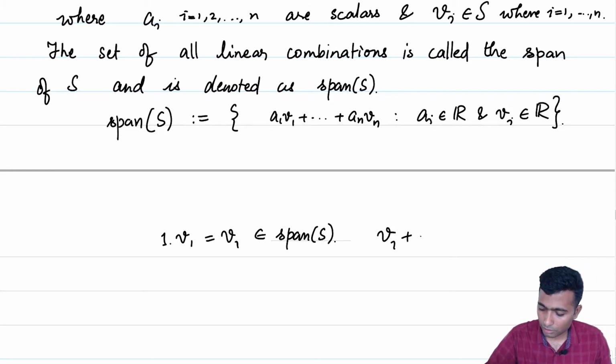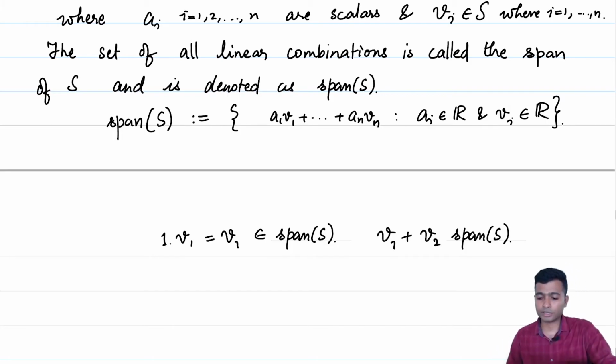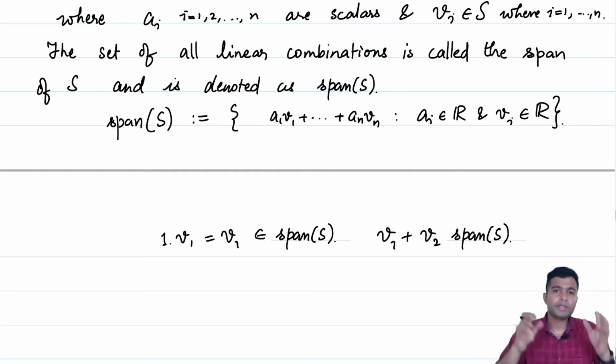V1 plus V2 belongs to span of S. We have not put any restriction on the Ai's. The scalars Ai's could be anything. It could be anything in the sense any scalar, any real number. It could be 0. It could be a negative rational number. It could be a negative real number, which is not a rational number, an irrational number. It could happen. So we take any real number, look at combinations with those, any set of real numbers, and look at a linear combination with those real numbers. That will be the span of S.